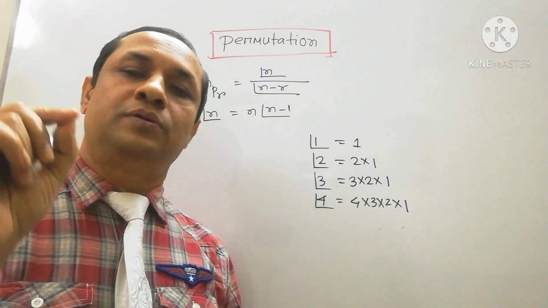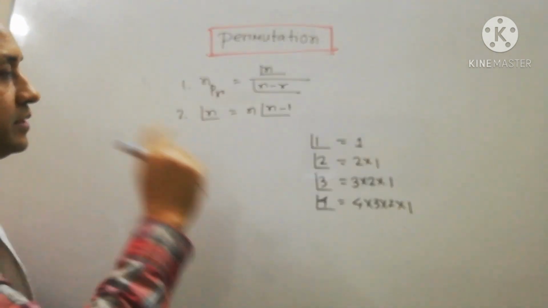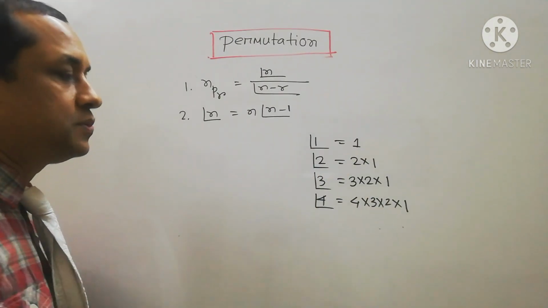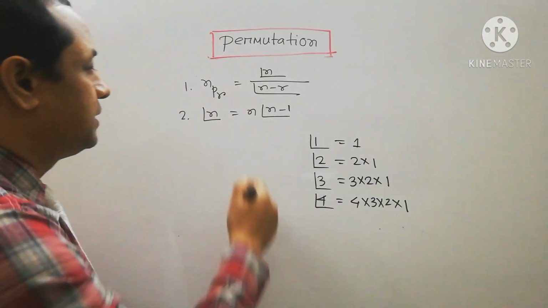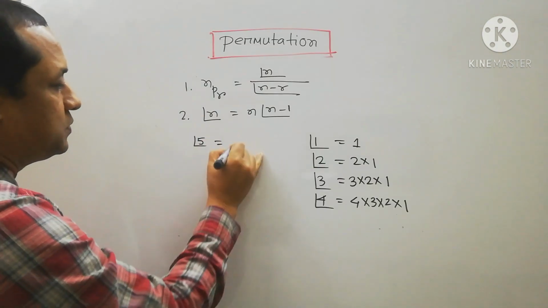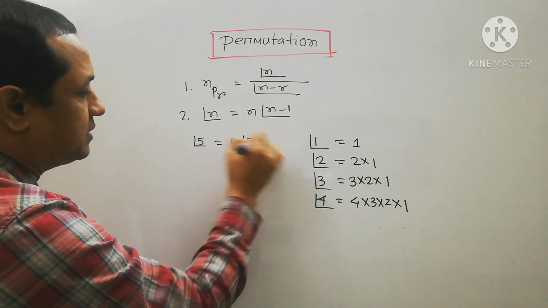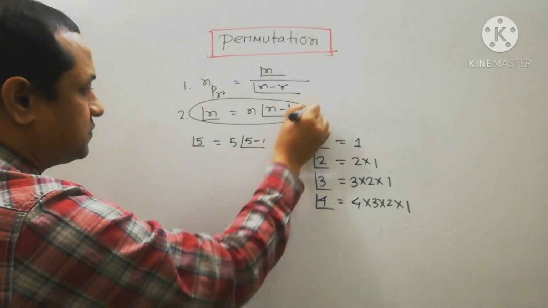Factorial 1 means only 1. Again, student, what is factorial 5? Now using the formula, factorial 5 equals 5 times factorial of 5 minus 1. Using this formula.